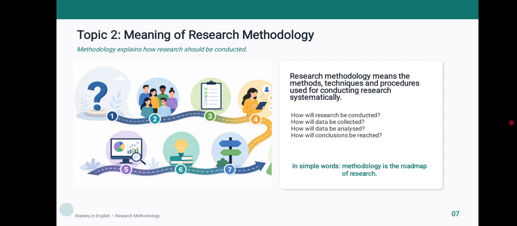It answers the questions like, how will research be conducted? How will data be collected? How will data be analyzed? How will conclusions be reached? So research methodology is like a roadmap of research. So basically you can say that research methodology is like a blueprint of research. Just as we need a plan before traveling, researchers need methodology before conducting research.